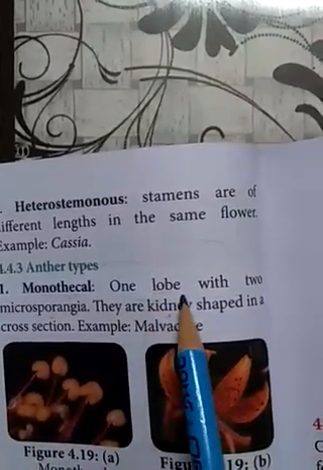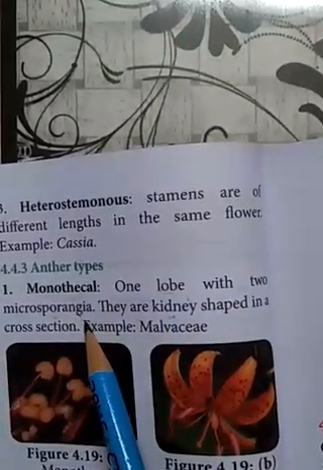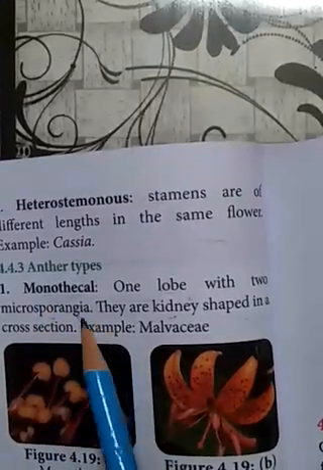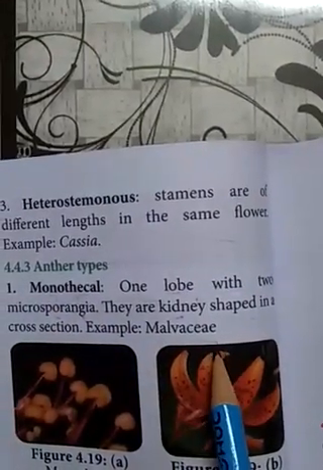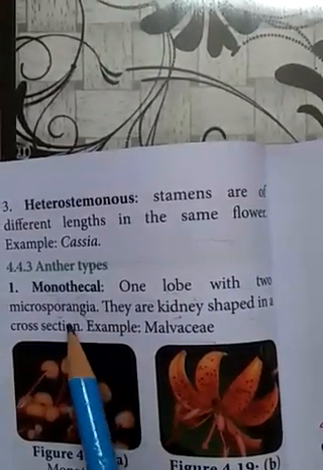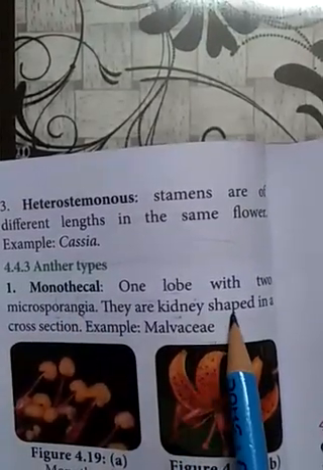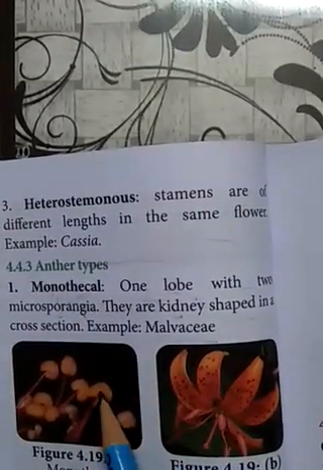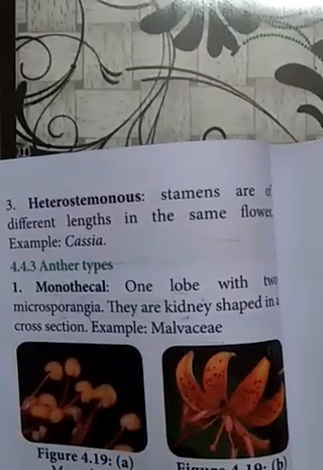If there is only one lobe with two microsporangia, then we call it monothecal. This you can find in Malvaceae. And the shape of this monothecous anther will be kidney shape. So here you can find this is the monothecous.